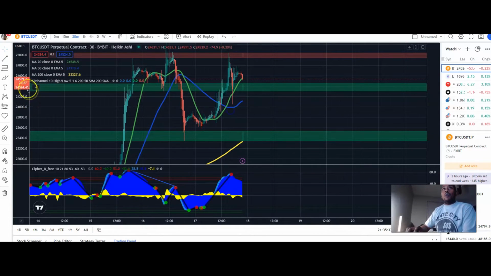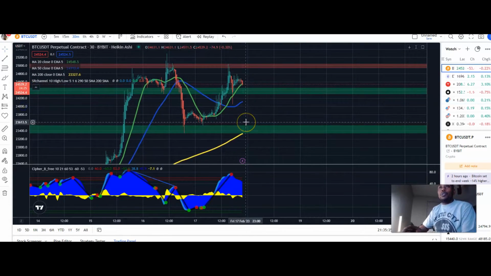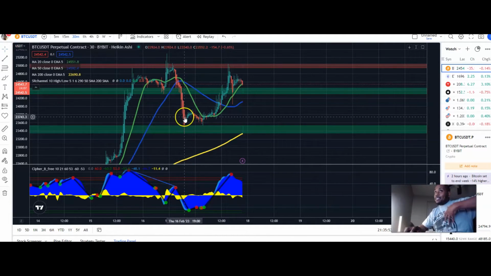And then what I want to also point out to you guys here is that you took that short while we were in an uptrend. Now, taking a look at the 30-minute, what we actually got was a pullback. So you had the opportunity to go ahead and get out of that short, and then go ahead and follow the trend that's really going on and get into a long position.